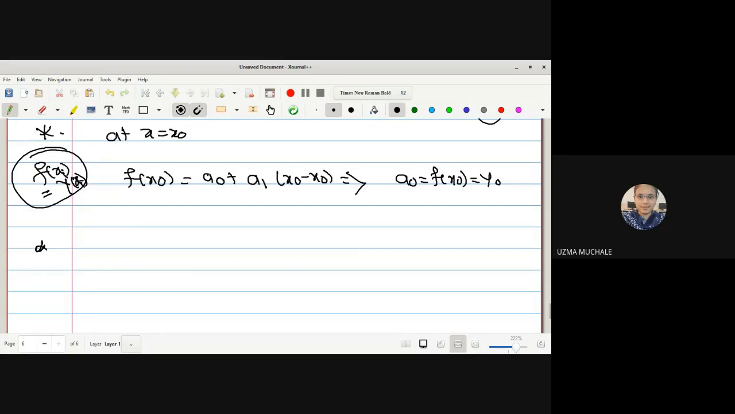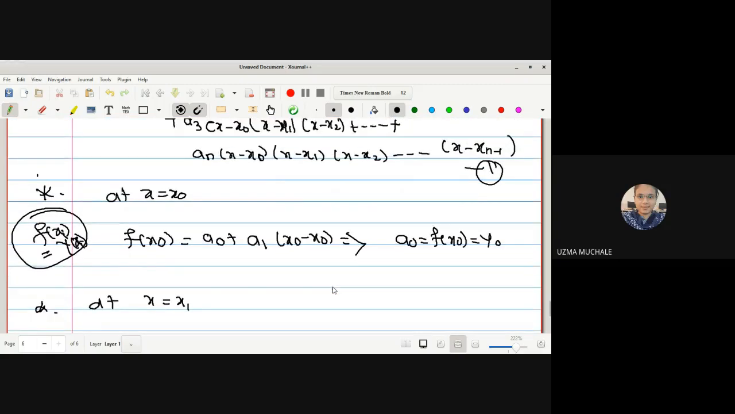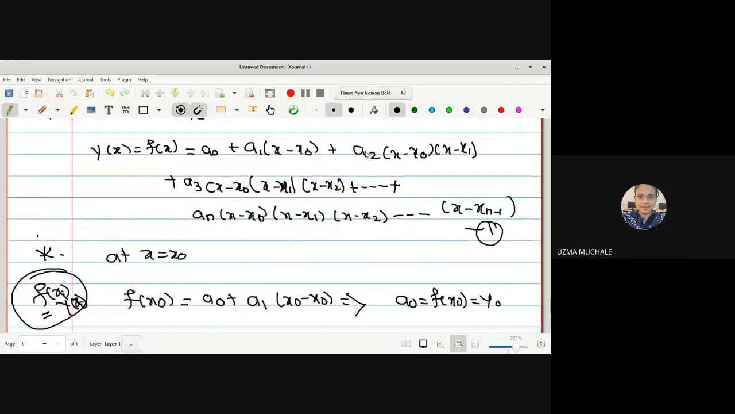Now let us go for finding the next. Put x is equal to x1. We get f of x1 is equal to a naught plus a1 times x1 minus x naught plus the next term. If you see the next term, if we put x is equal to x1, what will happen for the coefficient of a2? It is x1 minus x1, which will be 0. So simply we can take only two terms. Getting me?